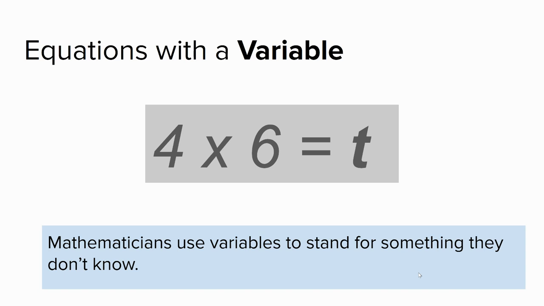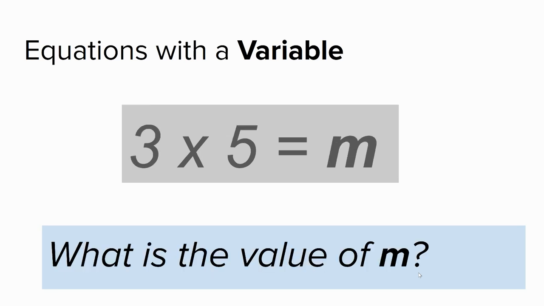So if you think about what the value of t would be, you might be thinking 24, that 4 groups of 6 is 24. 24 is the value of t. 4 times 6 has the same value as 24. Let's try another one. 3 times 5 equals m. What is the value of m? Well, 3 groups of 5 is equal to 15, or has the same value as 15.